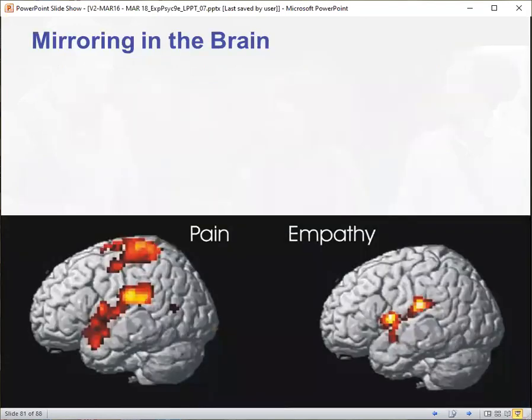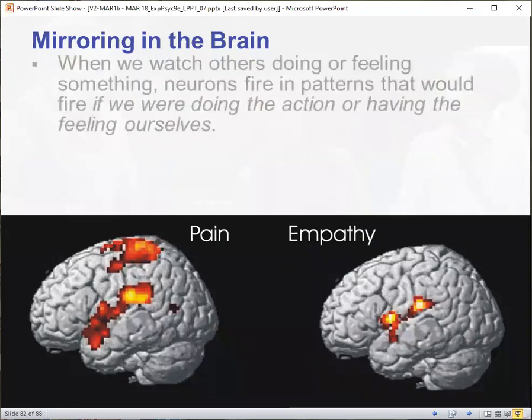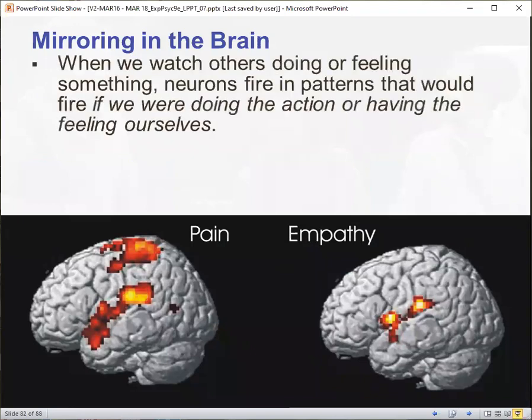Now, why is all this happening? Well, there's something that we refer to as mirroring in the brain. When we watch others doing or feeling something, neurons fire in patterns that would fire if we were doing the action or having the feeling ourselves. So what this is basically saying is that when you see the aggressive video, areas of your brain, this could be areas of the young kids' brains, are lighting up in areas similar to what would light up if we were doing the action ourselves. All right, that's what this is saying.